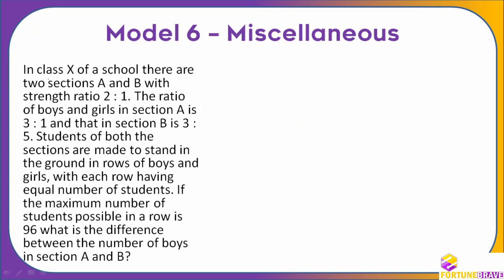In class 10 of a school, there are two sections, A and B, with strength ratio 2:1. The ratio of boys and girls in section A is 3:1, and that in section B is 3:5. Students of both these sections are made to stand in the ground in rows of boys and girls, with each row having equal number of students. If the maximum number of students possible in a row is 96, what is the difference between the number of boys in section A and B?